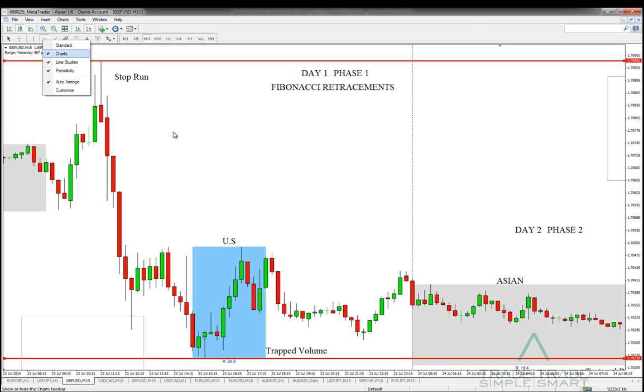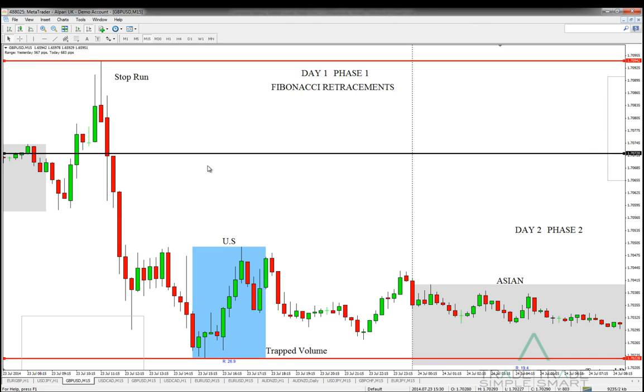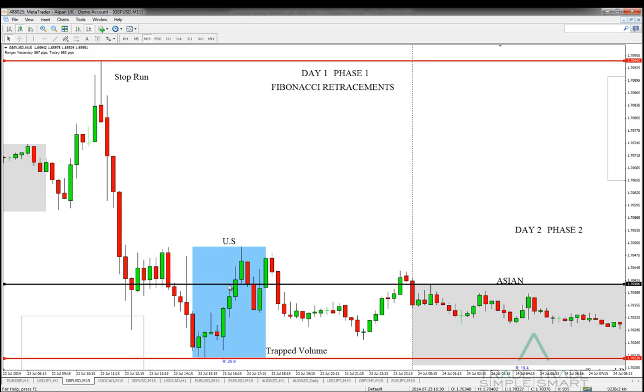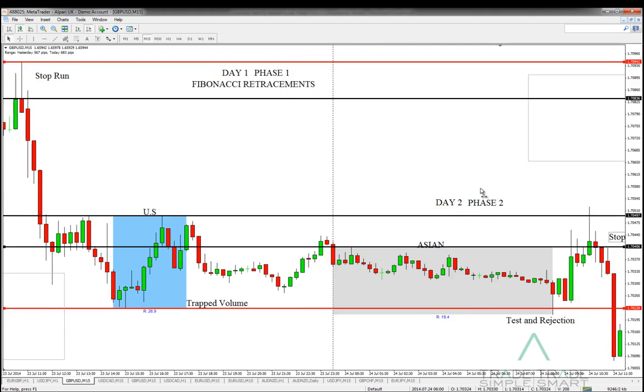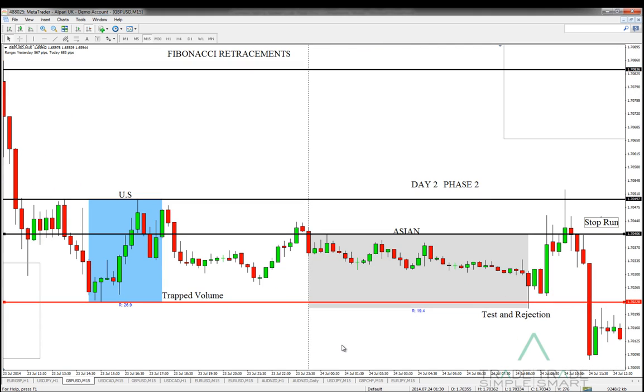So if I take a horizontal tool, we mark out first the high of the Asian session, and then we're going to look for any obvious support and resistance levels. And if we scroll over, the same point has been penetrated. So the second horizontal zone that we had identified was penetrated, rejected, and the trend unfolded.